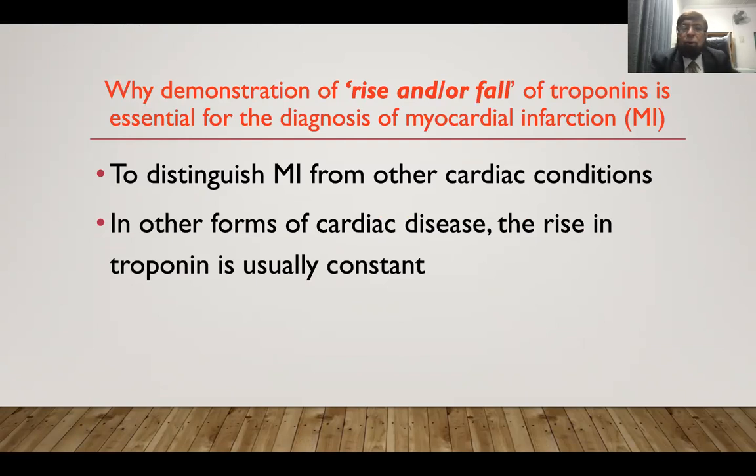Why is there a question why we say rise and/or fall instead of simply saying rise of troponins? Please remember that it is to distinguish MI from other cardiac conditions. In other forms of cardiac disease, the rise in troponins is usually constant. So right from the beginning, I must tell you that troponin can be a diagnostic test for MI only if you demonstrate that it is not static, it is increasing or it is decreasing.